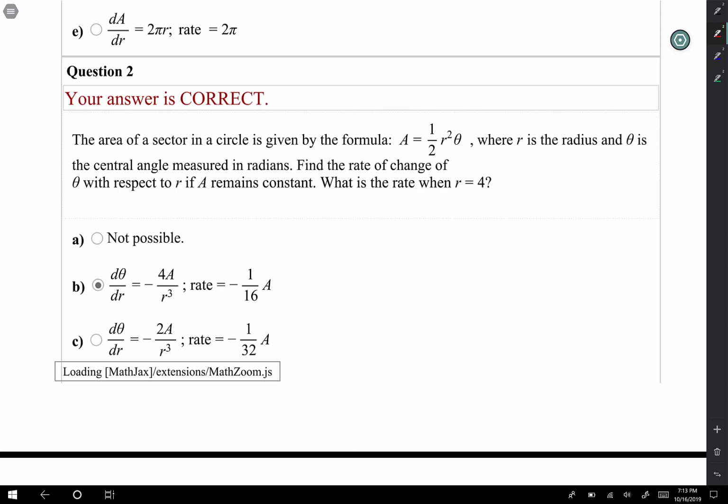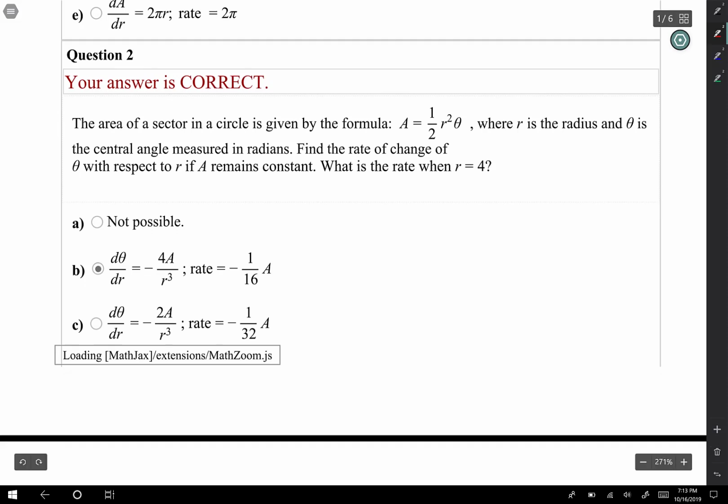Okay, so I think the easiest way to do this, guys, it says find the rate of change of theta with respect to r. So the easiest way is to get theta by itself. That way you can take the derivative of that. And remember that A is constant. So I'm going to multiply by 2. So when I multiply by 2, I get 2A equals r squared theta. And then to get r squared out of there, I just divide by r squared. So I get theta equals 2A over r squared.